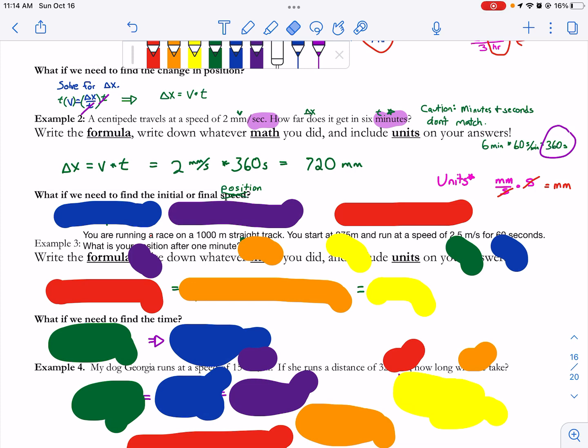So what if we need to find the initial or the final position? Well, we're going to have to do something a little bit different, not very different, but a little bit different. Most of the questions, in fact, I don't think you're going to have any questions where you have to find the initial position, but if you needed to, it would be very simple.